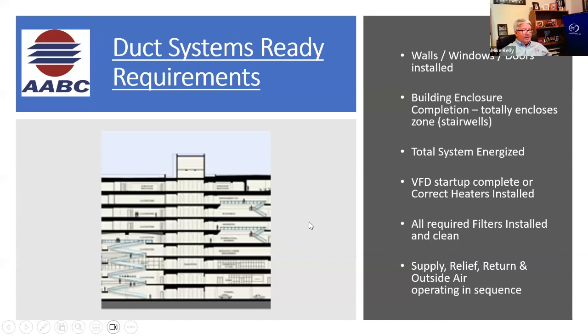Duct systems ready requirements: windows, walls, doors installed, building enclosure completion, totally enclosed zones and stairwells. This is not too much anymore, but we have seen many buildings over the years where they want you to start doing air balancing on some of these air handling units, and some of the windows are missing and the stairwells aren't finished, and we're having cross drafts and airflows and stack effect when it's cold outside, hot inside, or hot inside, cold outside. And the building is drastically affecting this draft. It can affect your airflow and your testing.